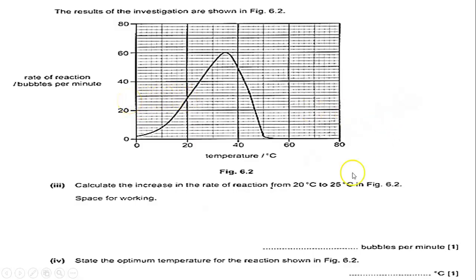Okay? And 20 to 25. Where's 25? Some of you might think that it's here, but that's not correct, because we have 20 and 40. So in the middle, I have 30. So where's 25? It's in the middle here. So now I will go up and I will find out that it is 40 bubbles per minute. What will I do? I will subtract the 28 out of the 40, and I will get 12 bubbles per minute.